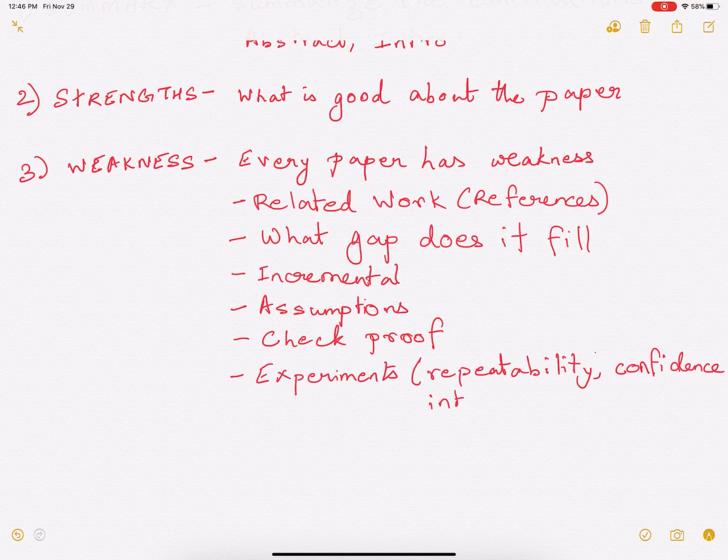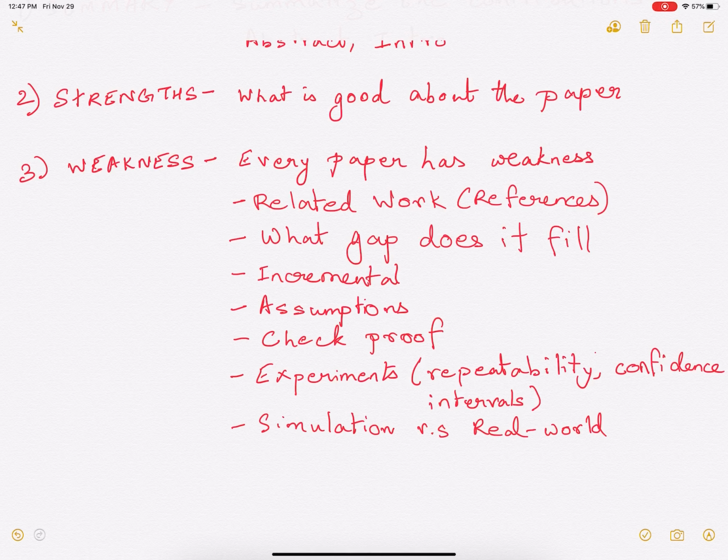Confidence intervals tell you if the results have been repeated a large number of times and how much confidence you could place on the results that have been published in the paper. You should also check if the results are derived using simulation versus real world experiments. If some experiments have been done in the real world, that gives greater credibility to the paper, whereas simulations have been done in a more controlled environment and the results may not necessarily carry over to the real world. These are some ways in which you could identify the weaknesses of a paper.